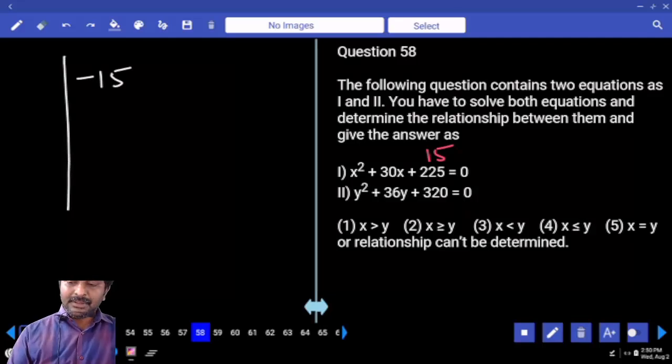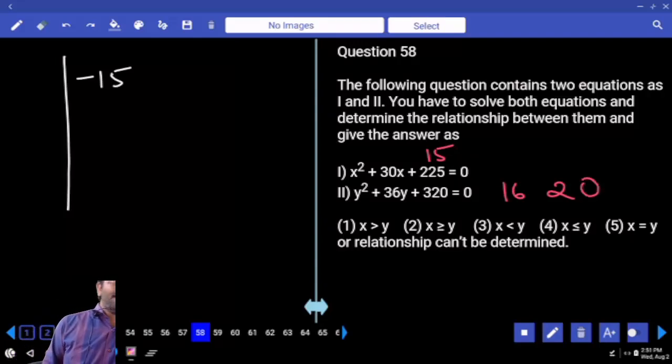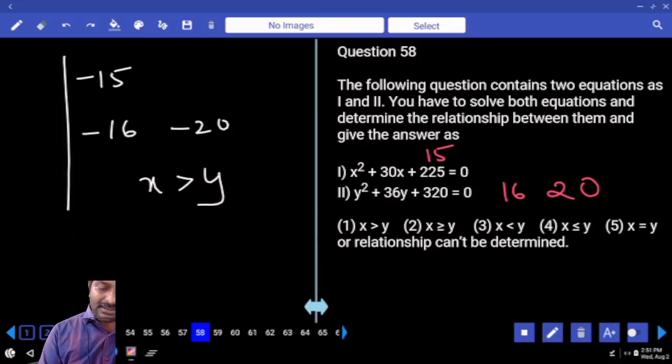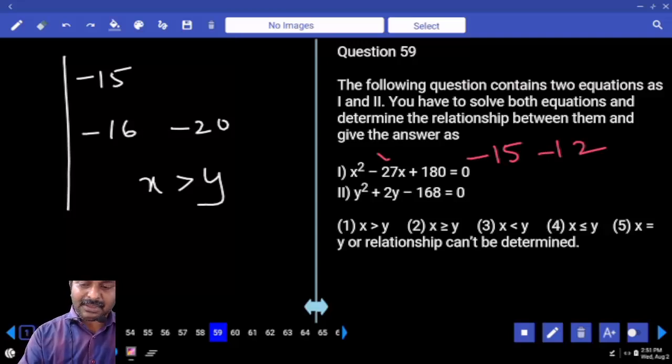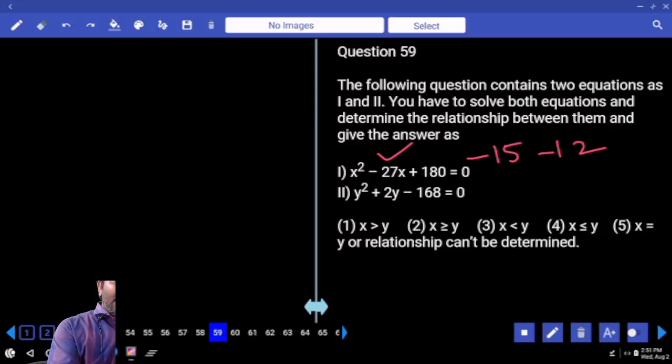320. 16 20 times only. Plus 16 plus 20. Factors are minus 16 minus 20. X is greater than Y. Is it a free? No. 180 can be written as 15 12 times minus 15 minus 12 minus 27. Factors are plus 12 plus 15.